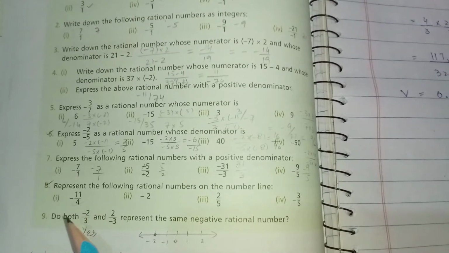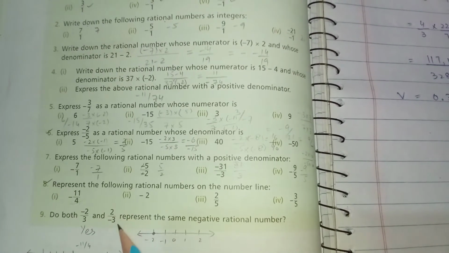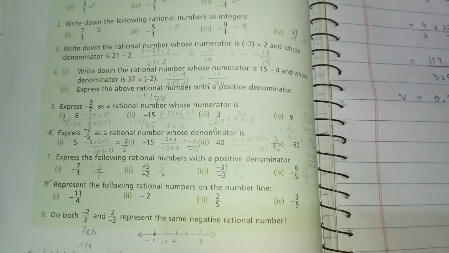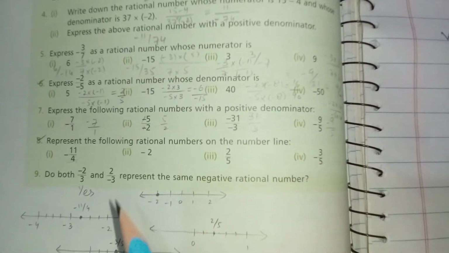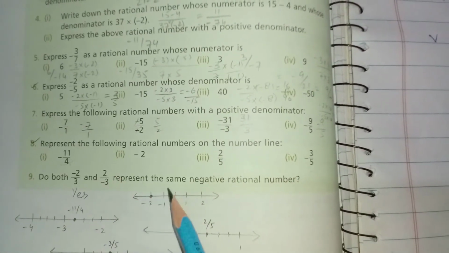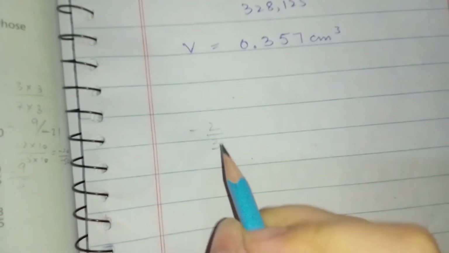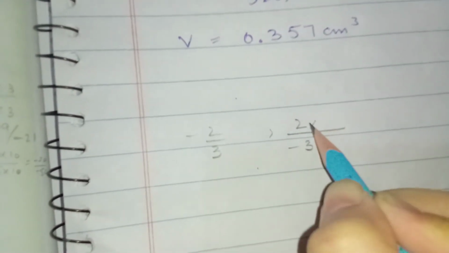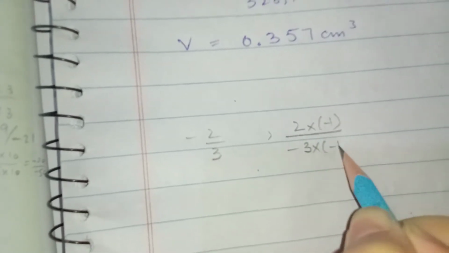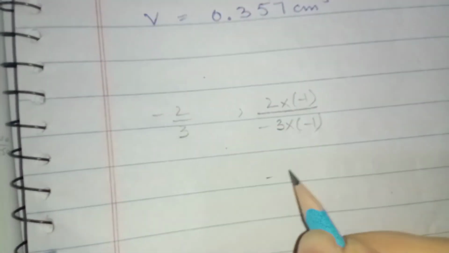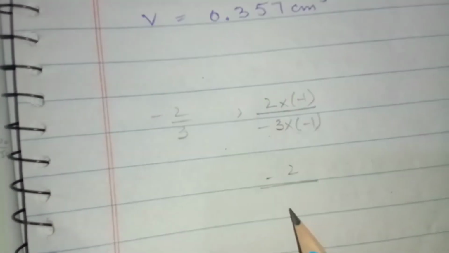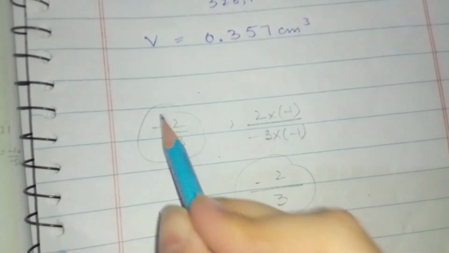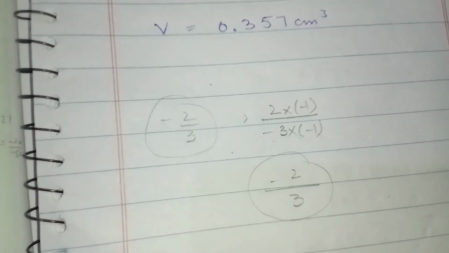Okay students, question number 9 is: do both minus 2 over 3 and 2 over minus 3 represent the same negative rational number? So the answer is yes. Minus 2 over 3 and 2 over minus 3 represent the same negative rational number, because we can multiply 2 over minus 3 by minus 1 in the numerator and denominator also. So the answer is minus 2 over 3. So they are equal. Minus 2 over 3 and 2 over minus 3 represent the same negative rational number.